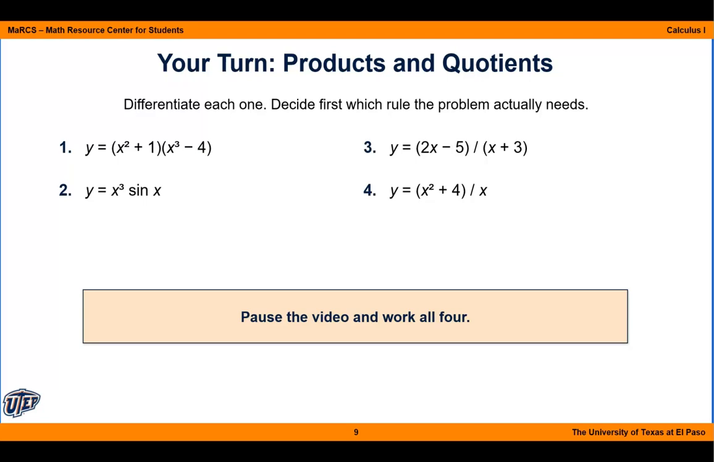Now it's your turn. Differentiate each function. Before applying a rule, identify the structure of the expression. Decide whether it is a product, a quotient, or a function that can be simplified first. Pause the video now and work all 4 problems. Then continue when you are ready to check your answers.